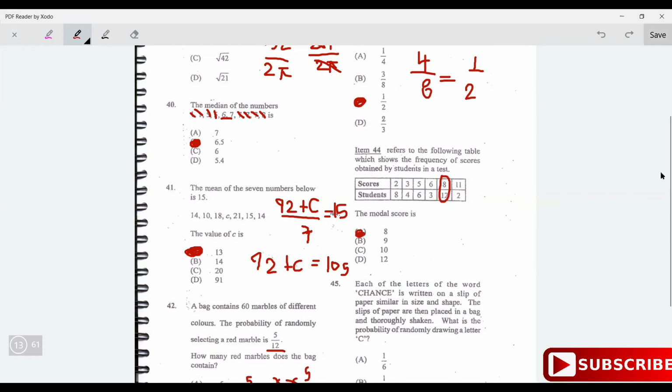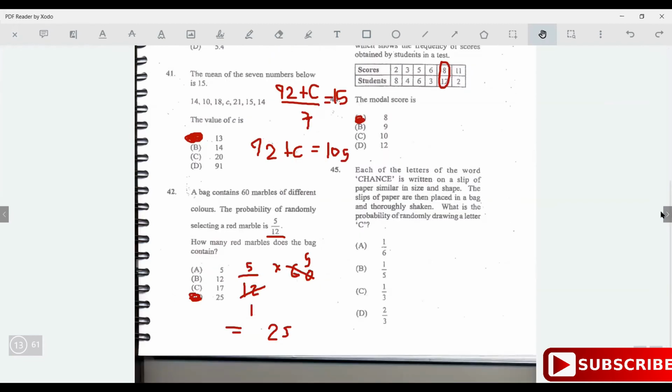All right. Question 45. Each of the letters of the word chance is written on a slip of paper similar in size and shape. The slips of paper are then placed in a bag thoroughly and shaken. What is the probability of randomly drawing a letter C?